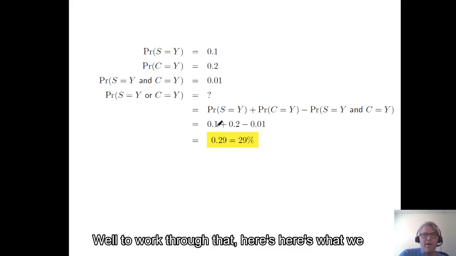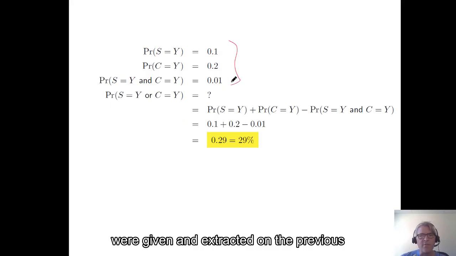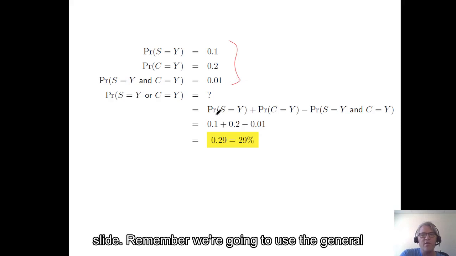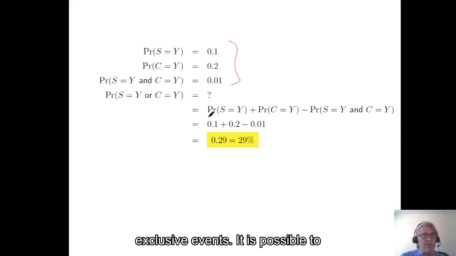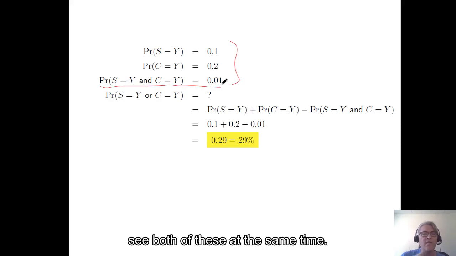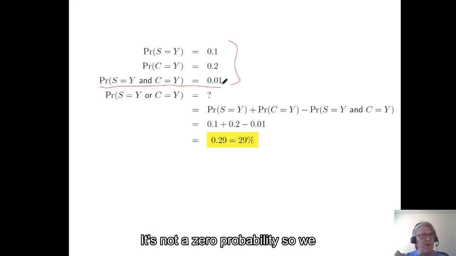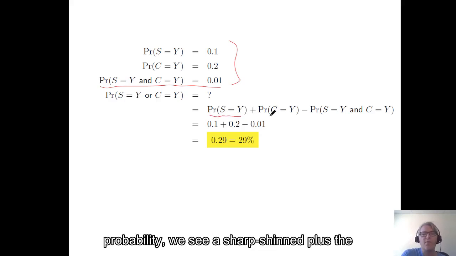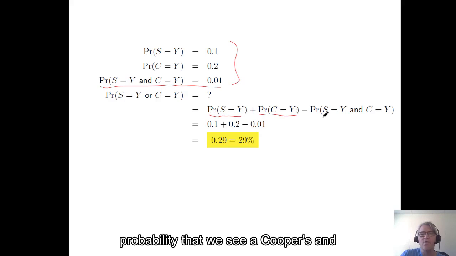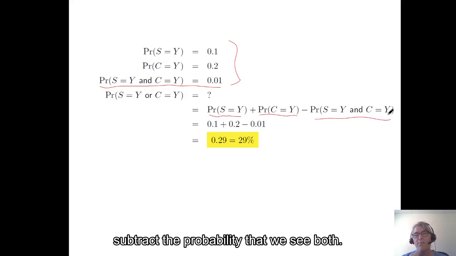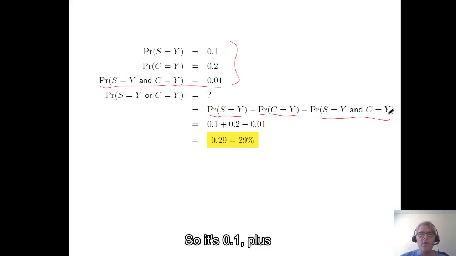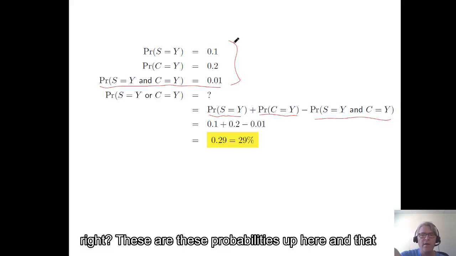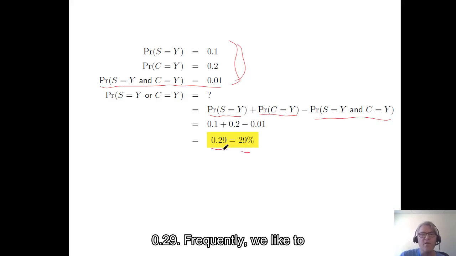Well, to work through that, here's what we were given and extracted on the previous slide. Remember, we're going to use the general addition rule because these are not mutually exclusive events. It is possible to see both of these at the same time. It's not a 0 probability. So we can't use the simple addition rule. We've got to add up the probability we see a sharp-shinned plus the probability we see a Cooper's and subtract the probability that we see both. So it's 0.1 plus 0.2 minus 0.01. These are the core probabilities up here. And that gives us an answer of 0.29.